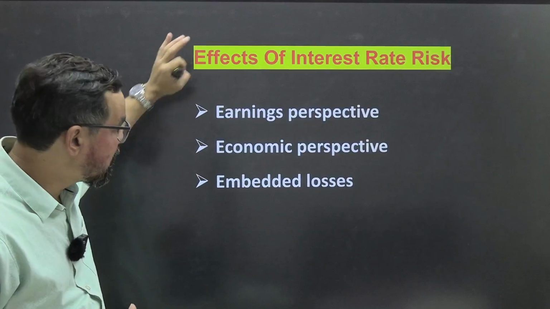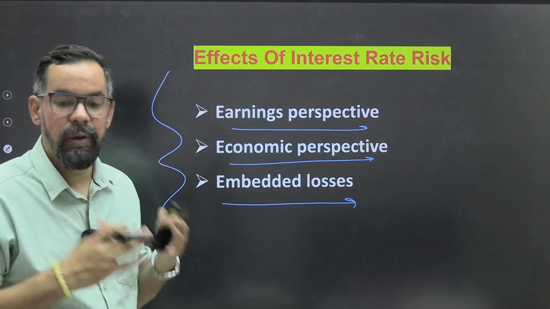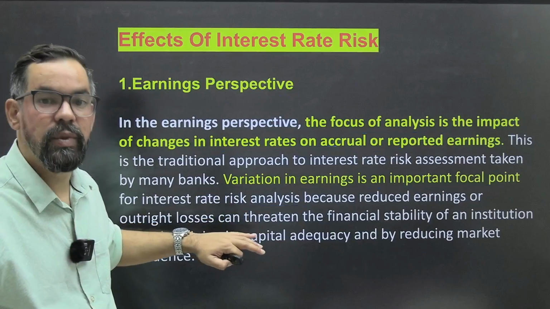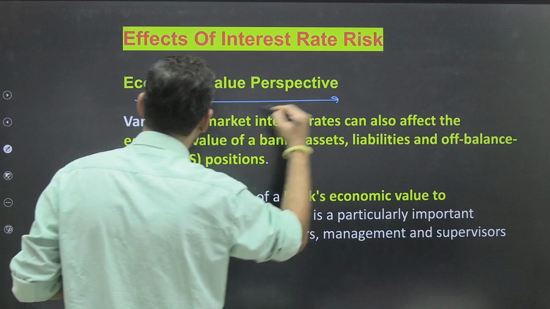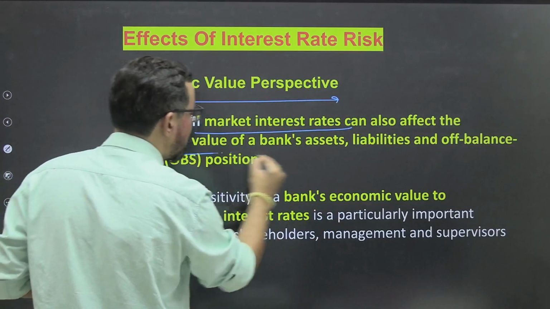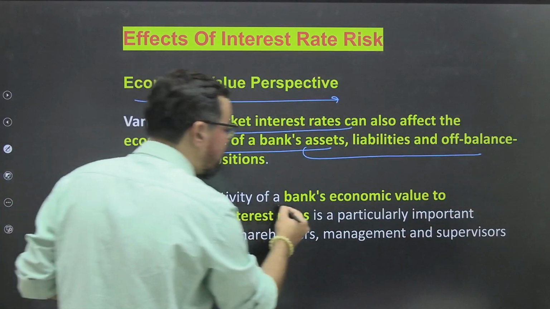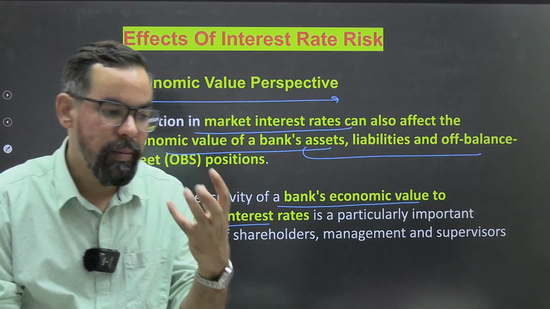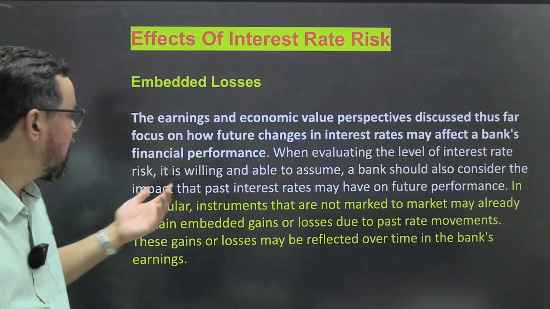ठीक है, so we have three major effects of interest rate risk, like while you are studying this particular part as a bank. ठीक है, तो अर्निंग्स वाइज, then economic perspective आपका, ठीक है, long term perspective में क्या इफेक्ट रहेंगे एंड ऑल. ठीक है, and then third one is embedded. ठीक है, economic value perspective. ठीक है, variation in market interest rate can also affect the economic value of bank assets, liabilities, and off-balance sheet exposures. The sensitivity of bank economic value to fluctuations. Okay, so let's say how that will make an adverse impact on our assets, our liabilities, or the other part. Okay, so that is the analysis.